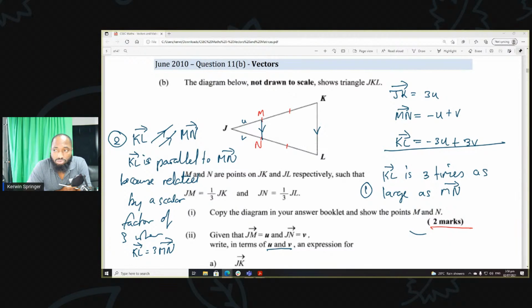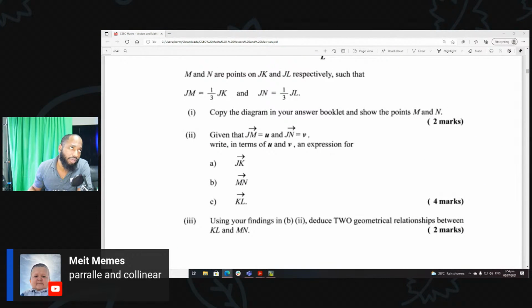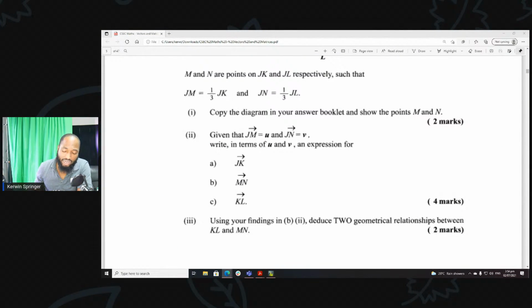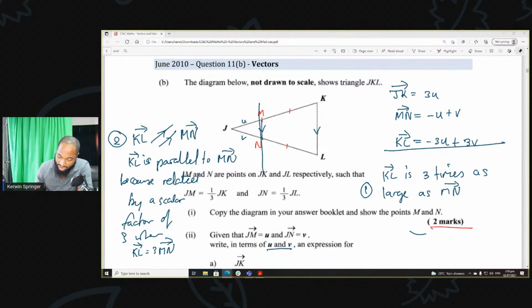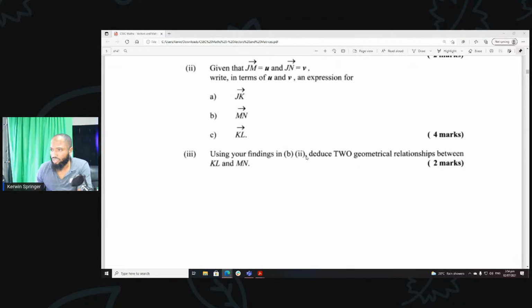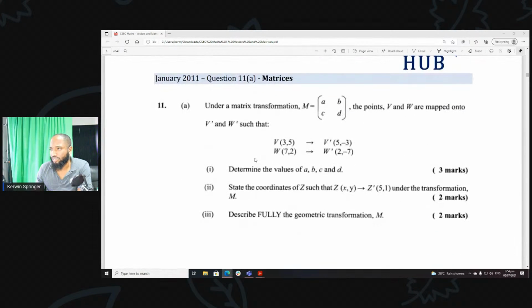Somebody said collinear. If you say collinear, they're going to eat away your marks. They're not collinear. Collinear means on the same line. These lines will never meet, at least in Euclidean geometry. They're not going to meet. Parallel lines don't meet. We can do some multiple choice down the way. Let's go on to the next question.